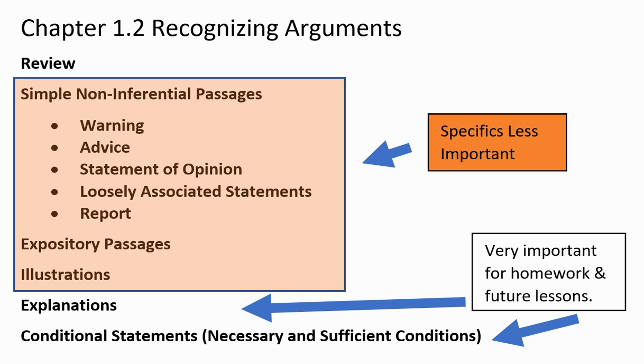Chapter 1.2 is organized like this. It starts with a review of arguments versus non-arguments. You should read this section as a review. The next several sections of Chapter 1.2 focus on different types of non-arguments. The first section is referred to as simple, non-inferential passages.